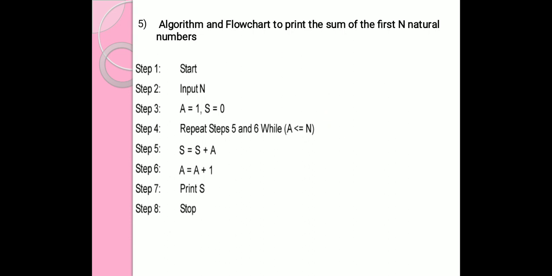Then go to step 5, s equal to s plus a, that is 1 plus 2. Then a equal to a plus 1, the value of a is 3. Then continue these steps. When a is 5, then a equal to 5 plus 1, that is 6. Is 6 less than or equal to 5? It is false, and we go to step 8.